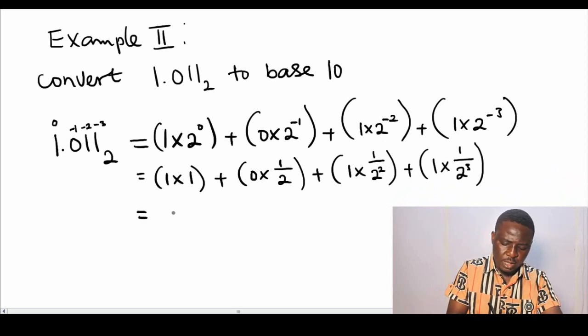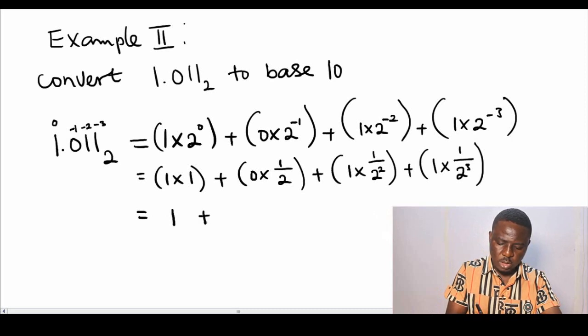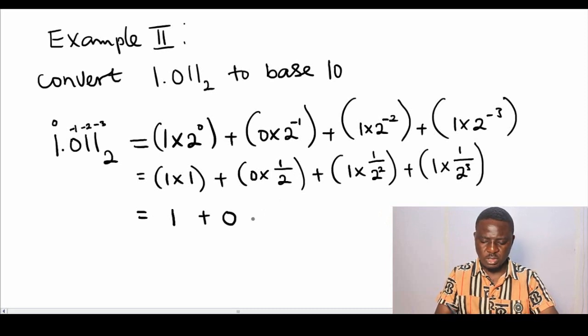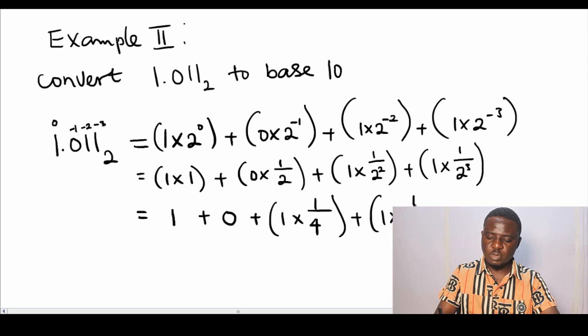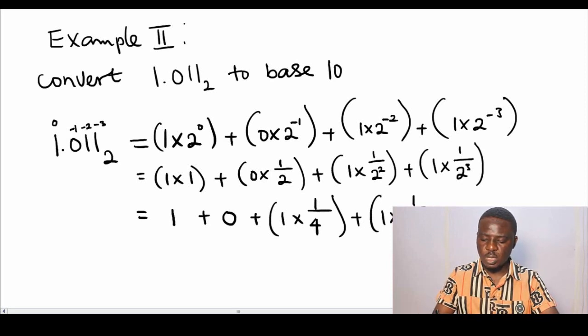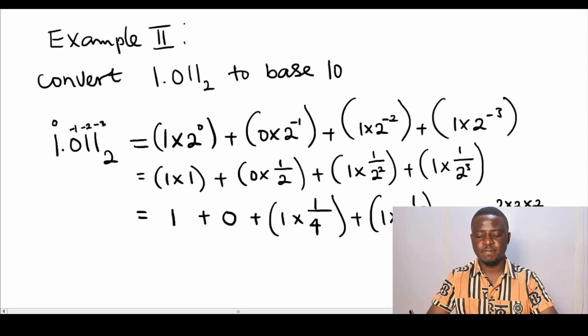We'll simplify further. This is going to give us 1 times 1 is 1, plus 0 times a half is 0, because anything times 0 returns a value of 0, plus this becomes 1 times 1 over 2 raised to the power of 2, or 2 squared, which is 4, plus 1 times 1 divided by 2 cubed, and 2 cubed is 8, because 2 cubed is 2 times 2 times 2, and 2 times 2 will give you 4, which when multiplied by 2 is 8.